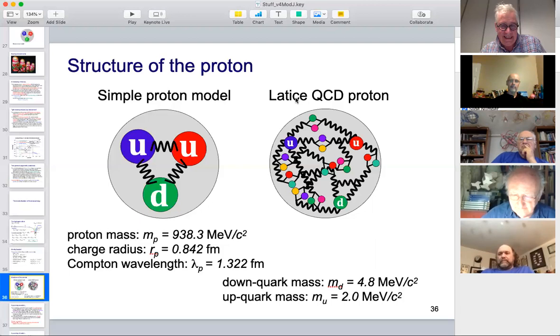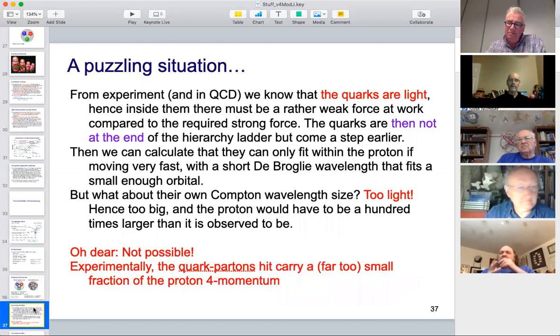Up and down quark masses were measured roughly, I think in 2015. The thing about these quark masses is that when I was at CERN they were bigger, and as you look harder and harder, the masses get smaller and smaller. They're roughly 4.8 MeV and 2 MeV for up and down in 2015. It probably changed a bit by now, doesn't matter. But this is a bit, I've used the word puzzling here.